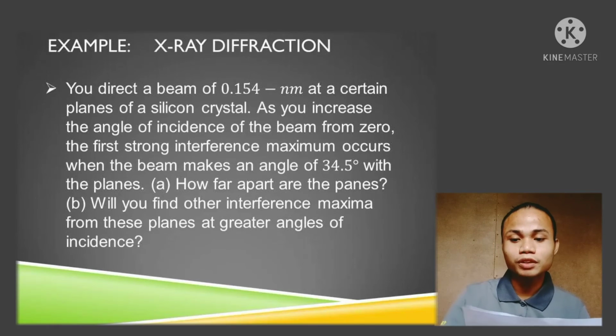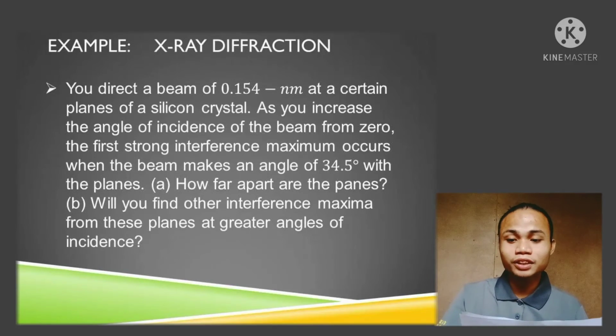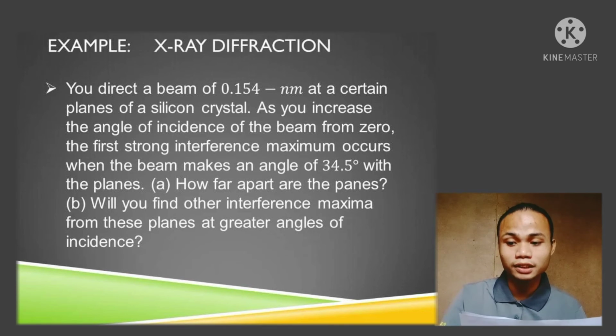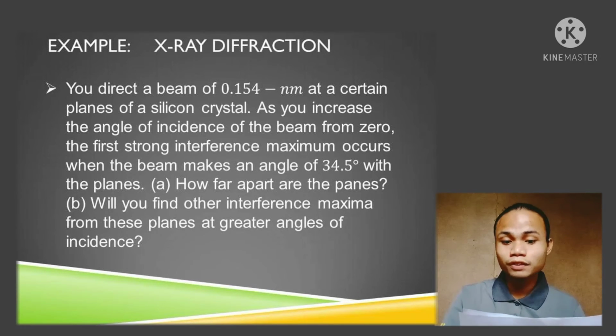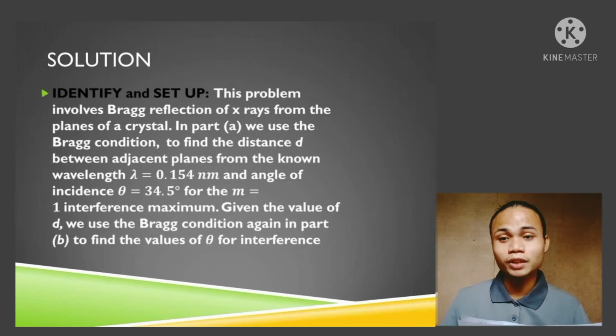You direct a beam of 0.154 nanometer X-rays at certain planes of a silicon crystal. As you increase the angle of incidence of the beam from 0, the first strong interference maximum occurs when the beam makes an angle of 34.5 degrees with the planes. A. How far apart are the planes? B. Will you find other interference maxima from these planes at greater angles of incidence? To answer this problem, let us first identify and set up.